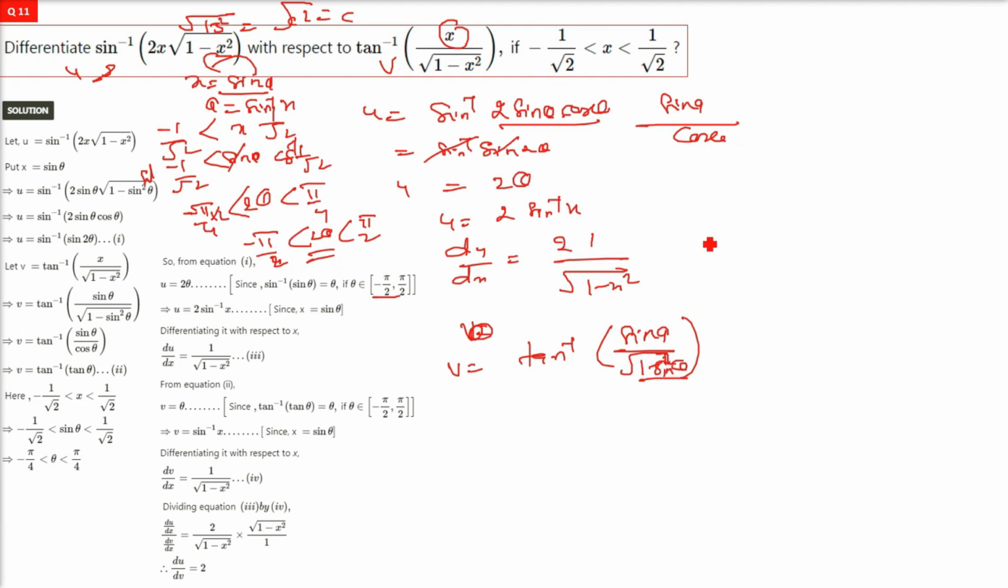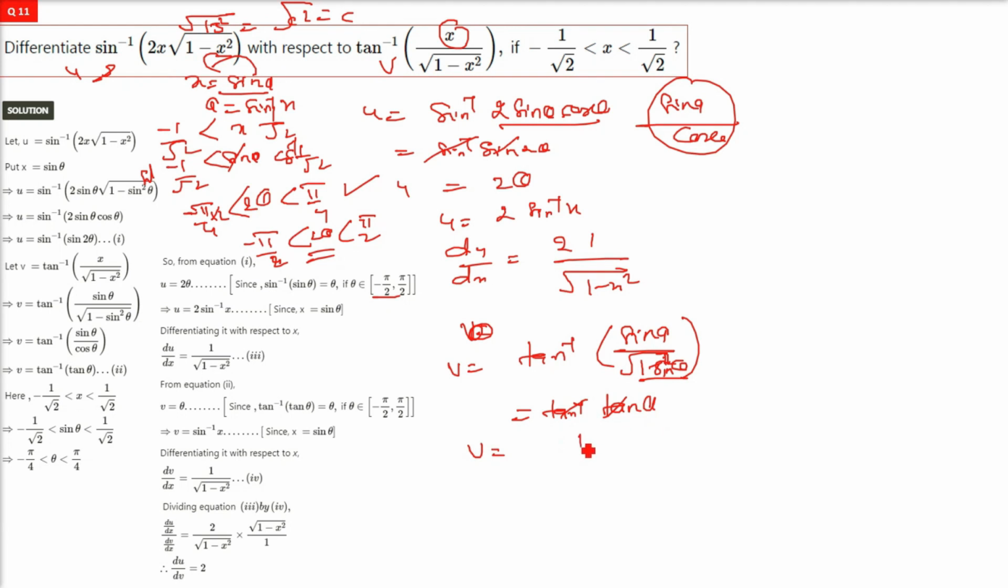And sine theta by cos theta is nothing but tan theta. So tan inverse and tan theta get cancelled. And when you cancel, when we were doing the checking, theta came. I told you it is between minus pi by 4 and pi by 4, if you remember. So from here only you can tell, or you can do the checking again. So there is no problem.